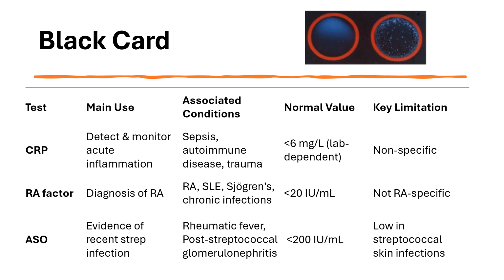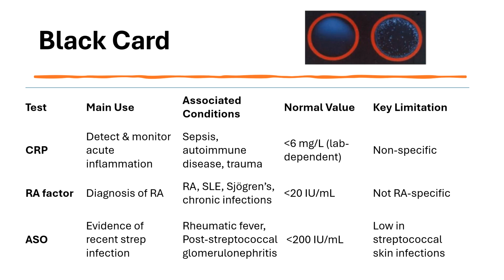Now here you can observe the black card, the negative and the positive portion with the agglutination. It is used for CRP. Now CRP is used to detect and monitor acute inflammation. It is raised in sepsis, autoimmune conditions and in trauma. The normal value is less than 6 mg per liter and it is a non-specific marker.